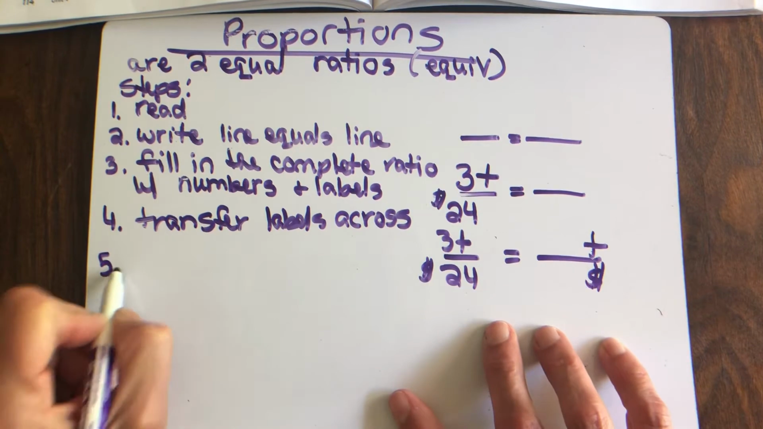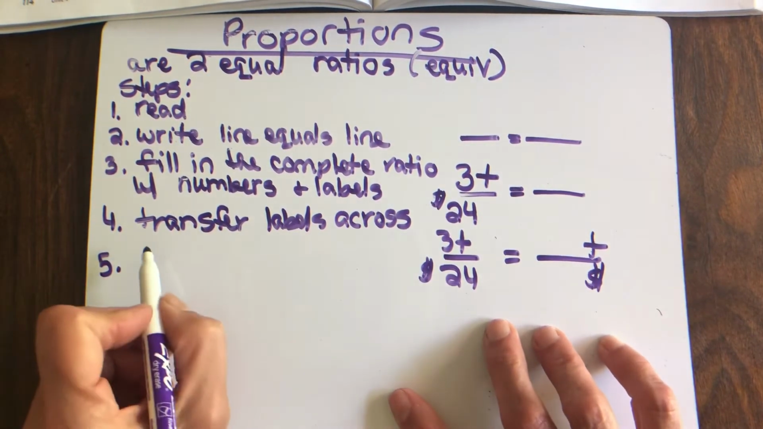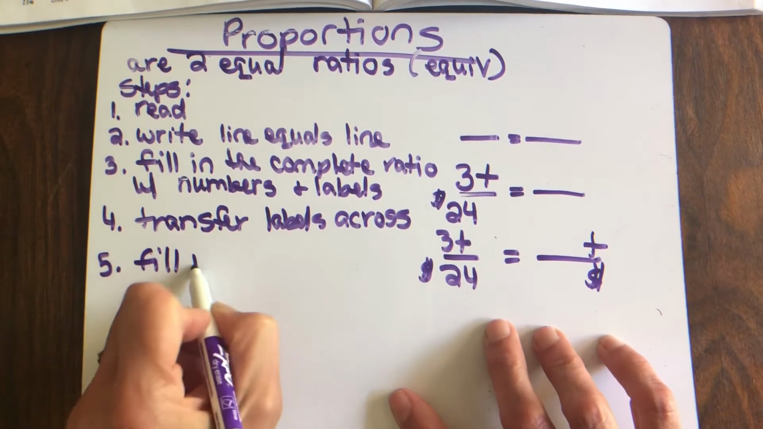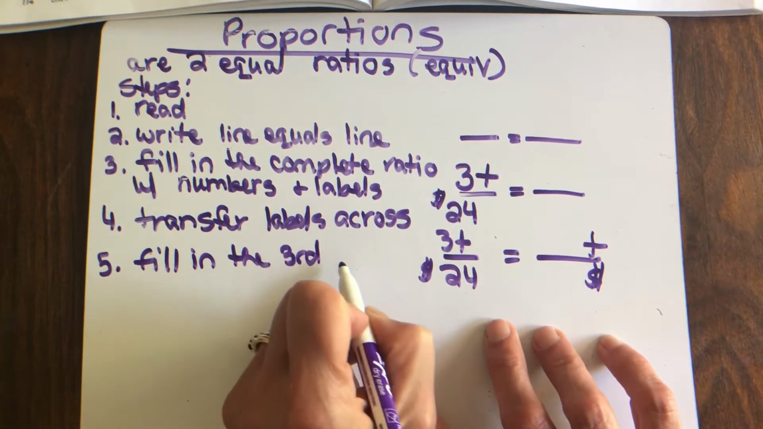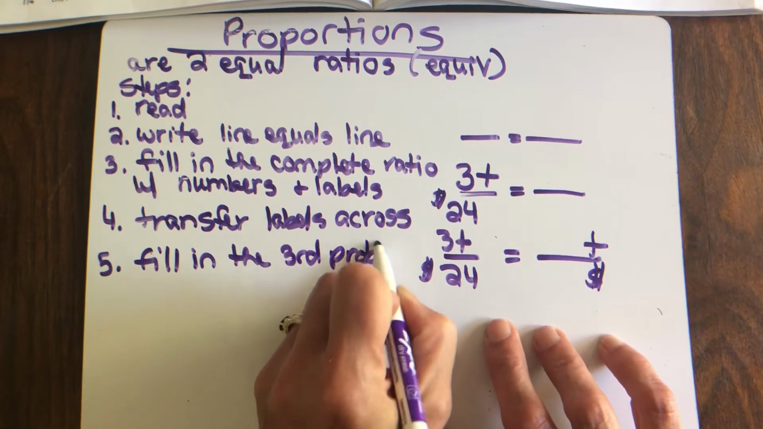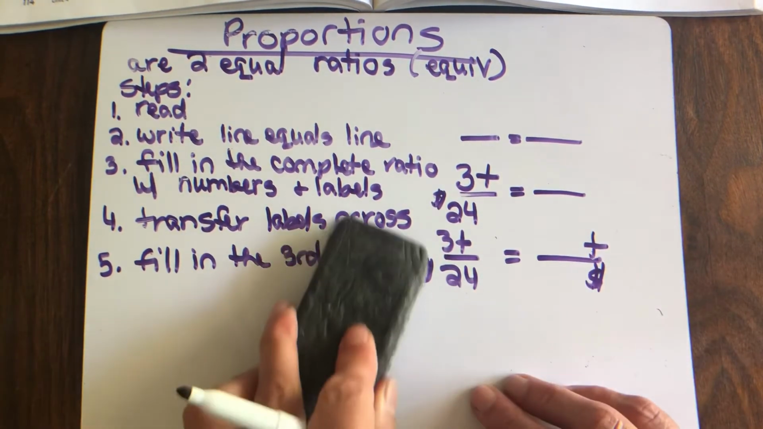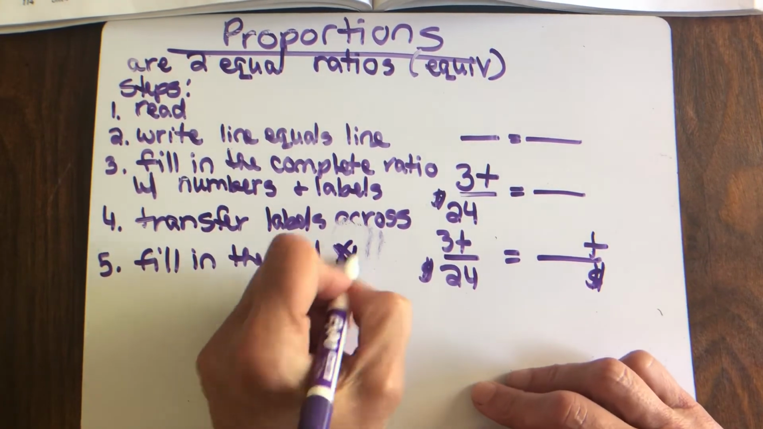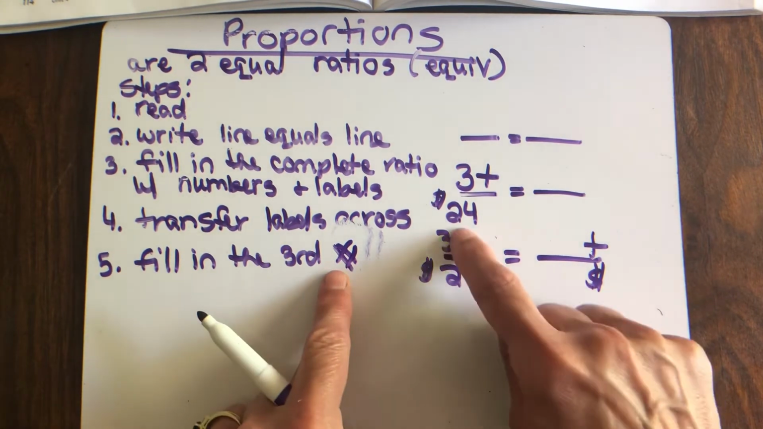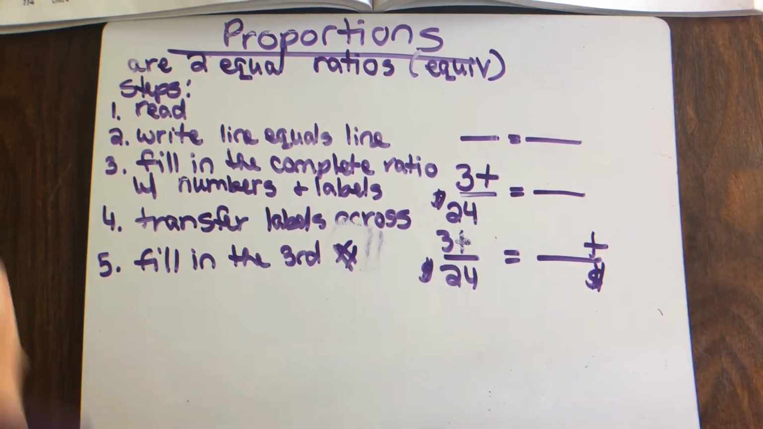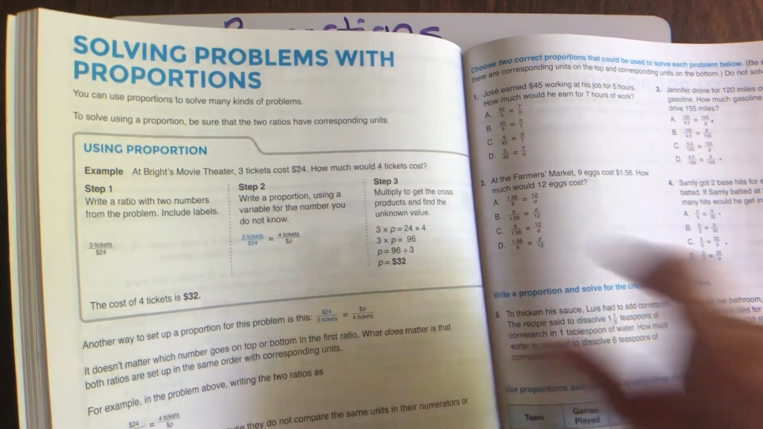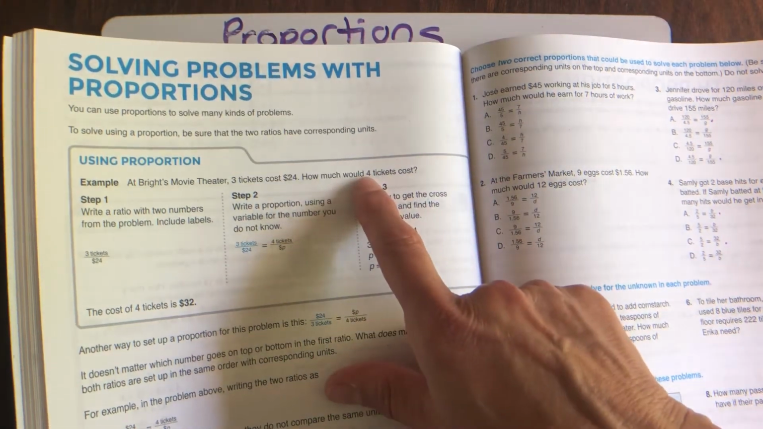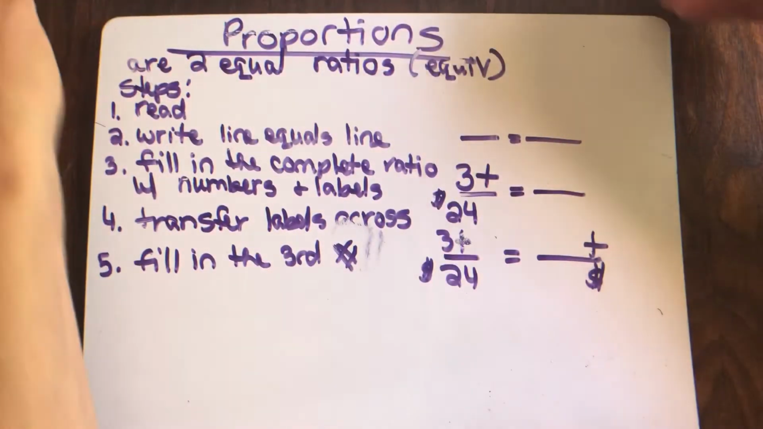And then step 5, after I've transferred the labels, is we want to fill in the third number. Like in those problems we just did on the previous video, I'm writing problems instead of number. Fill in the third number. You had 3 numbers and 1 letter. So if you come back to our problem here, it said 3 tickets cost $24. How much would 4 tickets cost? So you see 4 tickets is what I'm calling my third number.